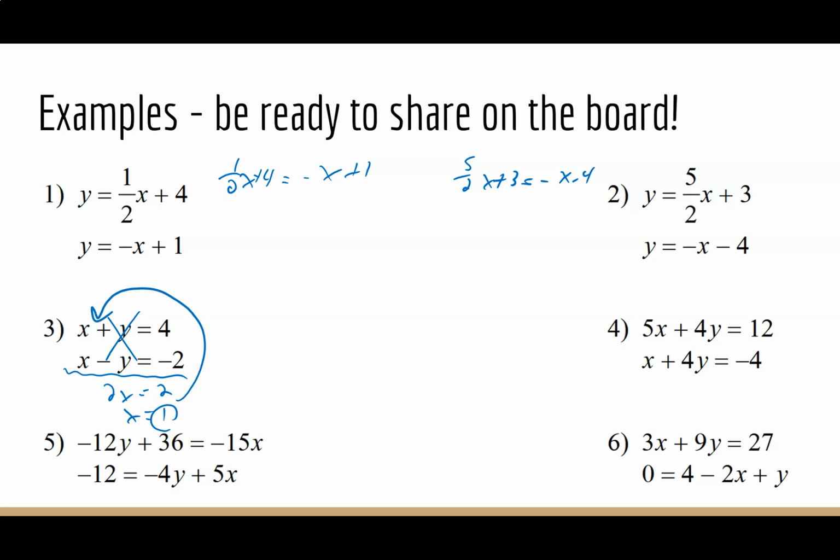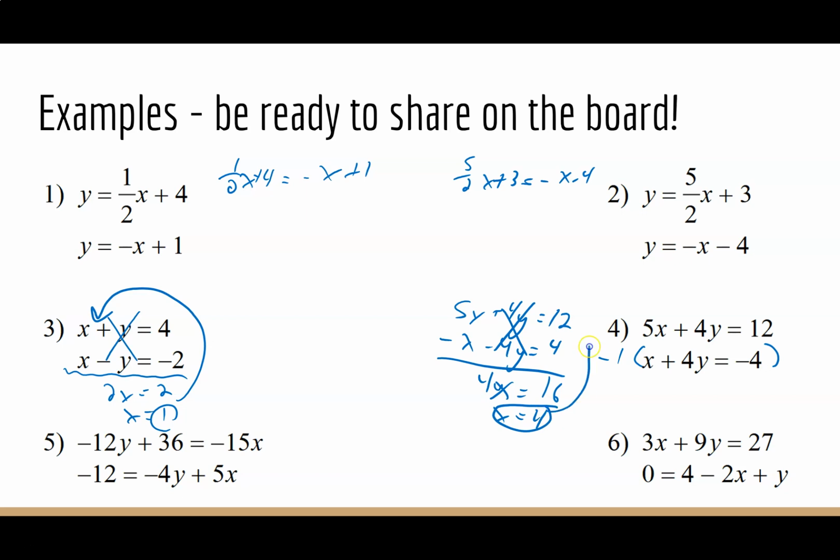Number 4 is almost there, but I don't have a plus minus yet. I'm going to take this bottom one, multiply it by negative 1. Now I have 5x plus 4y equals 12, and negative x minus 4y equals 4. Squish it down, I get 4x equals 16, so x equals 4, half the answer. Plug it in somewhere, and you're good.